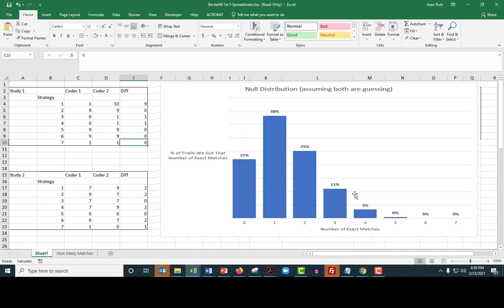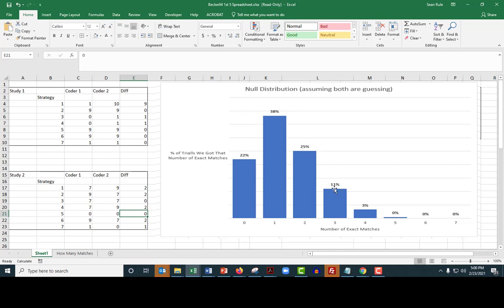Looking at study 2. You'll notice in study 2, there were 2 exact matches. What is the chance of getting 2 or more exact matches? You might wonder why I'm doing 2 or more. That's the way p-values work. You look at the chance of your data or more extreme data. So what's the chance of 2 or more?